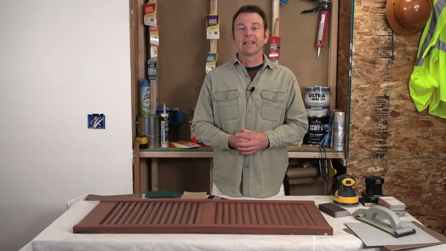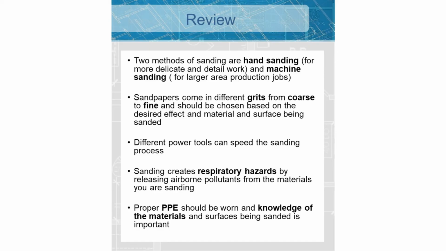Let's do a quick sanding review. Two methods of sanding are hand sanding, used for more delicate and detail work, and machine sanding, used for larger area production jobs. Sandpapers come in different grits, that's coarse to fine, and you should choose the right sandpaper based on what effect you're trying to get, how much material you're trying to remove, and how large the surface is, and what type of surface.